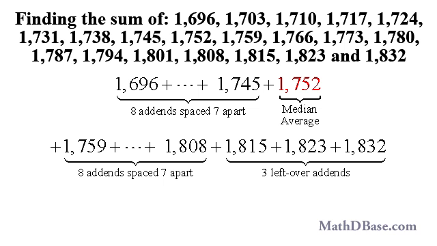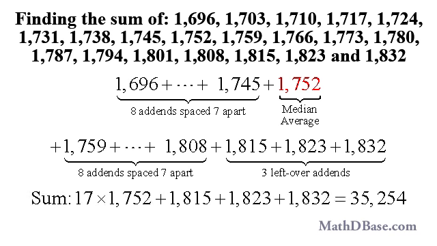The median and average of the 17 numbers from 1,696 to 1,808 is 1,752, the 9th number. The sum of the 17 numbers is 1,752 times 17, or 29,784. The sum of all 20 numbers is 29,784 plus 1,815 plus 1,823 plus 1,832, or 35,254.